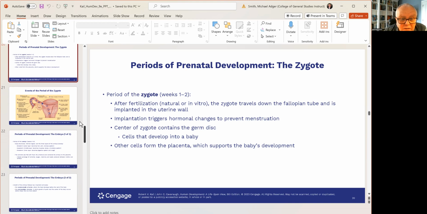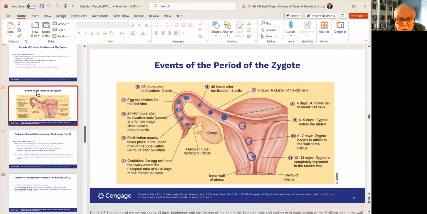So there's a lot of stuff going on in these first 2 weeks that you don't even realize if you're pregnant. You do realize some things, but you don't have any idea of the nature of this process. So this diagram shows you this movement and the time frames. I'm not going to read all of these, but it takes you through those 2 weeks to show you the process and how important that is.